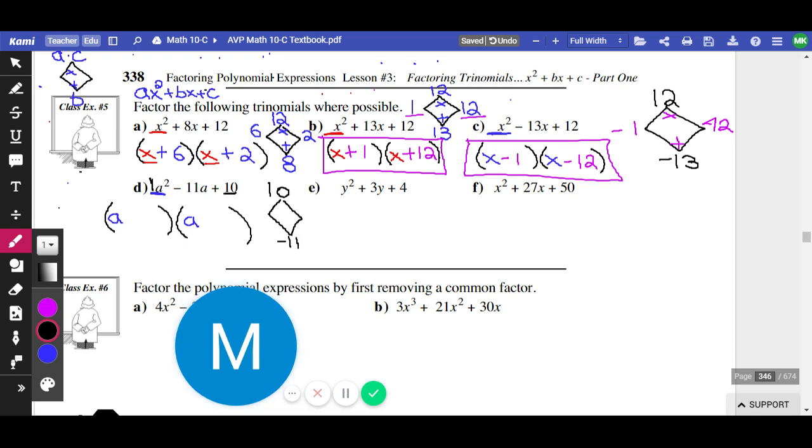You're looking for 2 numbers that multiply to be the top of the diamond, add to be the bottom of the diamond. 2 numbers that multiply to be 10, but add to be negative 11 would be negative 1 and negative 10. Right? Negative, negative is positive. Negative, negative adds to be negative. That means my sides are negative 1, negative 10. Those become the sides of my diamond.